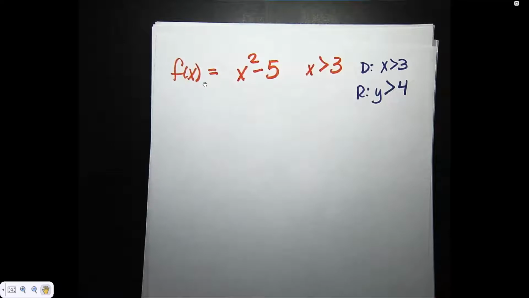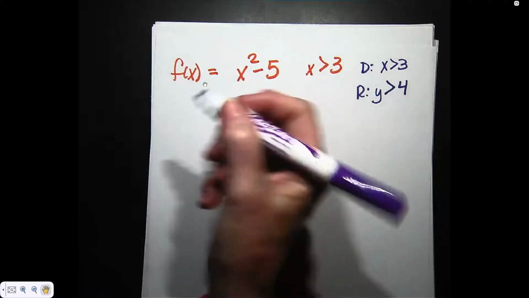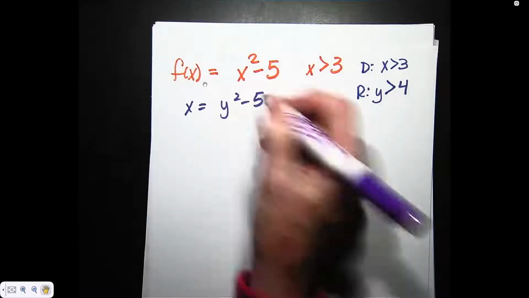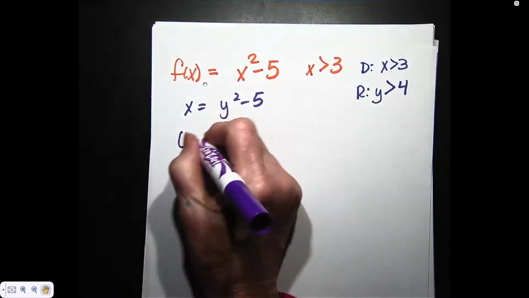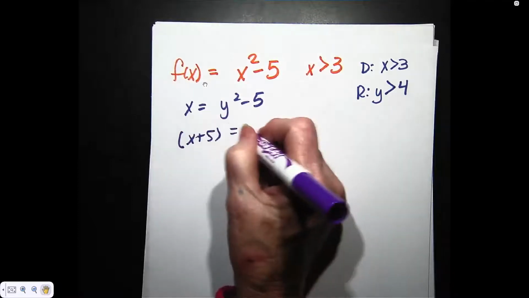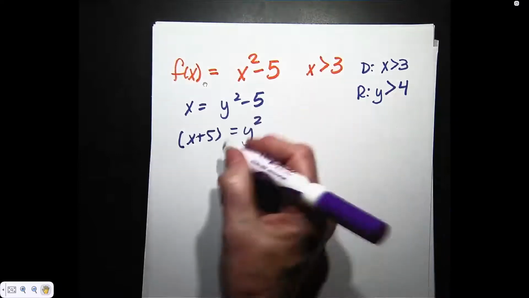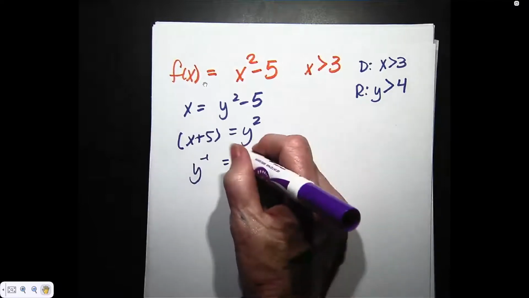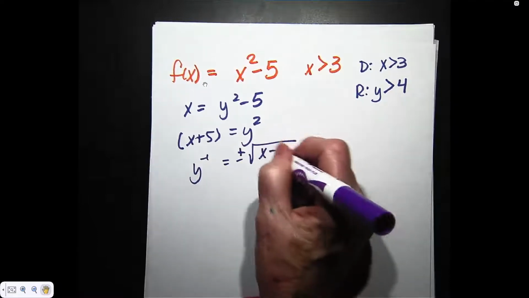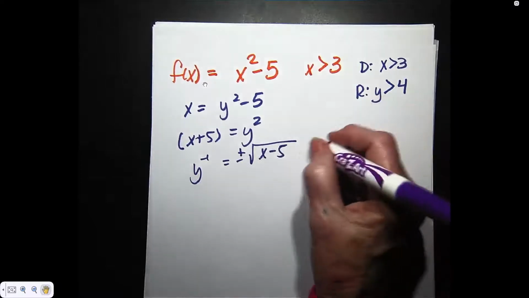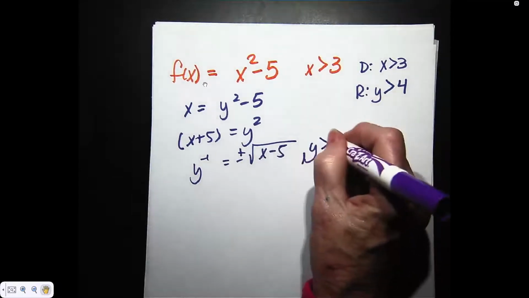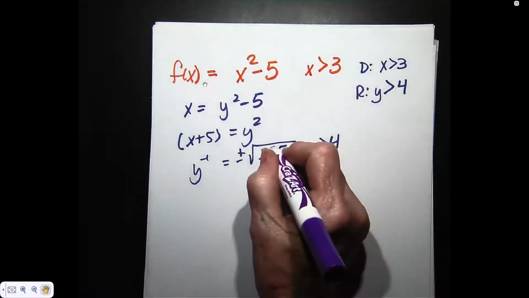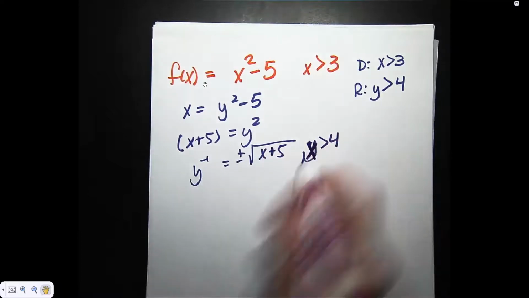Okay, so finding my inverse, I would have x is equal to y squared minus 5. x plus 5 is equal to y squared. Square root that, and I get f inverse is equal to plus or minus the square root of x plus 5. And you might say, okay, but y is greater than 4. I mean, for x is greater than 4. Whoops, that should be a plus 5. So x is greater than 4.